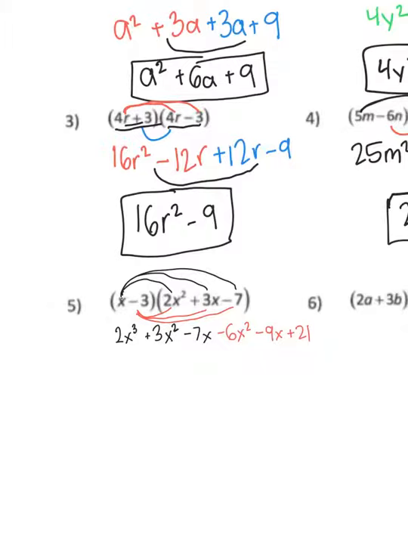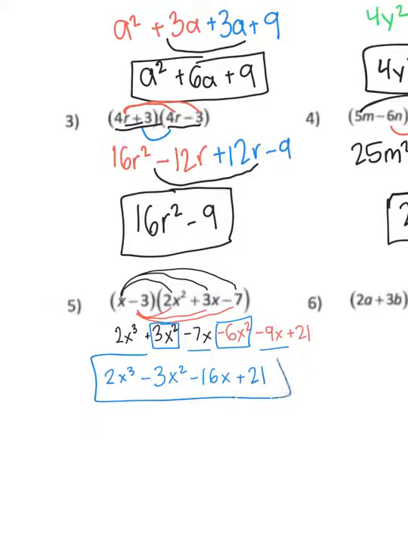Now I can combine any like terms. So my 2x to the cubed, it's the only one with an x to the cubed, so that's going to stay by itself. I've got a 3x squared and a negative 6x squared. So I can combine those two into minus 3x squared. Then I have a negative 7x and a negative 9x. That gives me a negative 16x. And then finally, 21 is the only one without any x's, so that's going to stay 21 at the end. And this is my final answer.